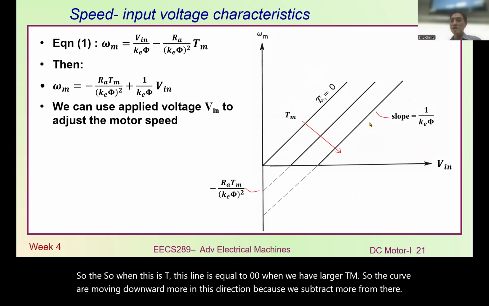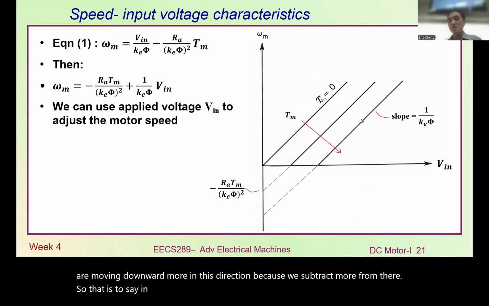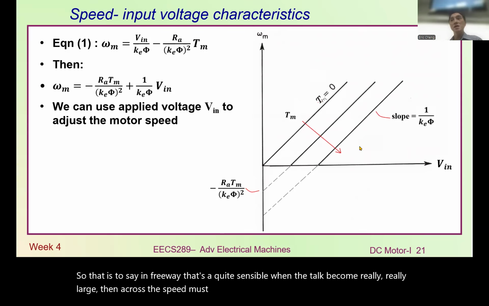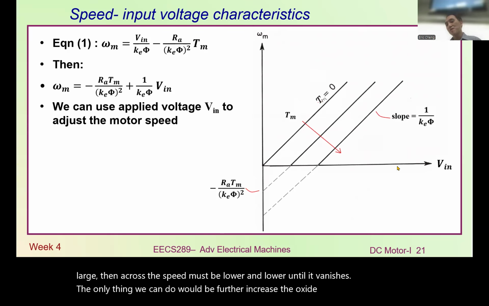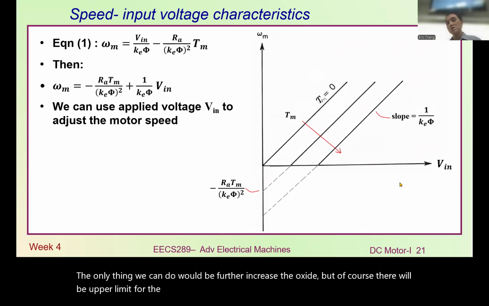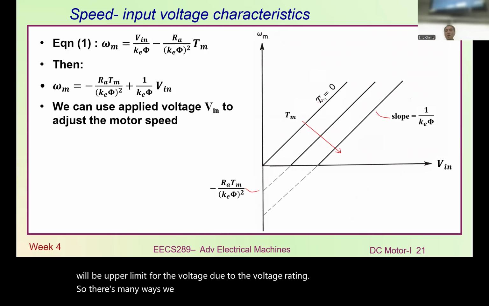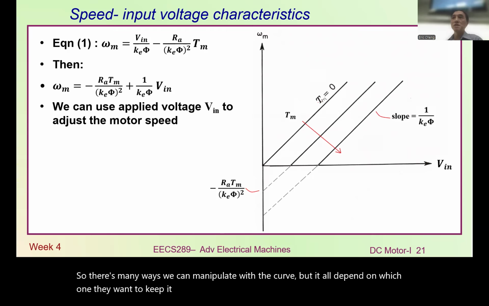So in theory, that's quite sensible. When the torque becomes really, really large, of course the speed must be lower and lower until it vanishes. The only thing we can do is further increase the voltage. But of course, there will be an upper limit for the voltage due to the voltage rating. So there are many ways we can manipulate the curve, but it all depends on which one we want to keep as a control parameter, which one will be a fixed parameter.